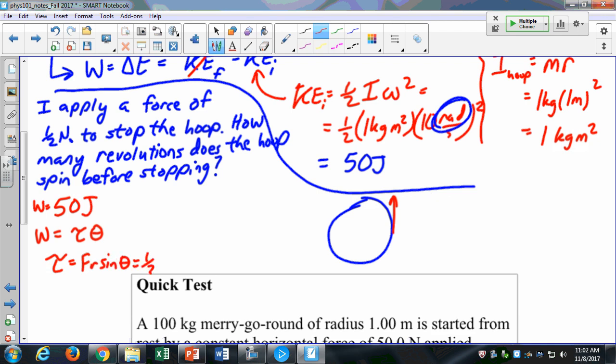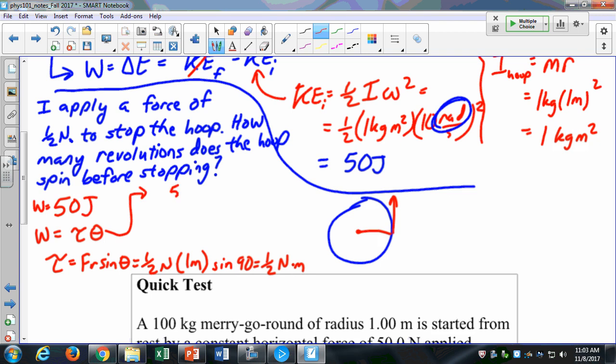So that's going to be a half of a Newton times this distance, which is the radius. What's the radius of this hoop? Oh, it's 1 meter. Times the sine of 90. And that's equal to a half a Newton meter. Okay? So now I can figure out what is theta.